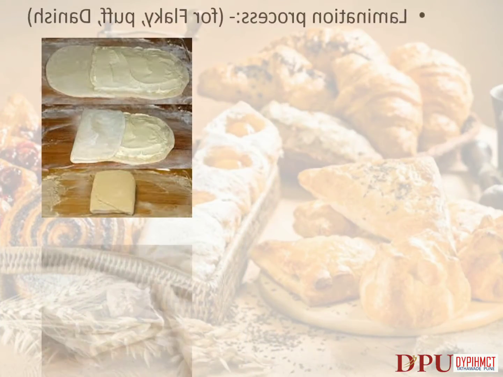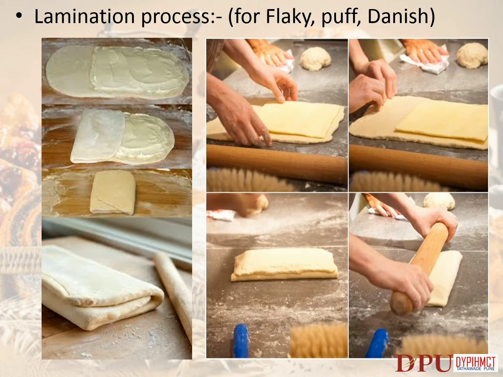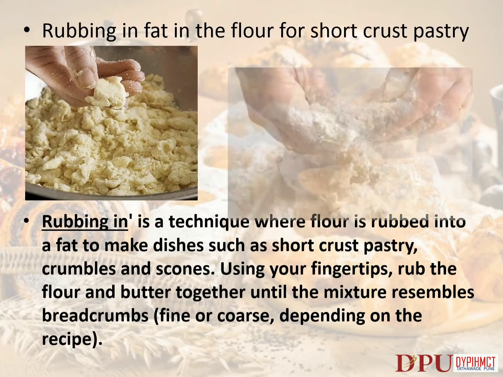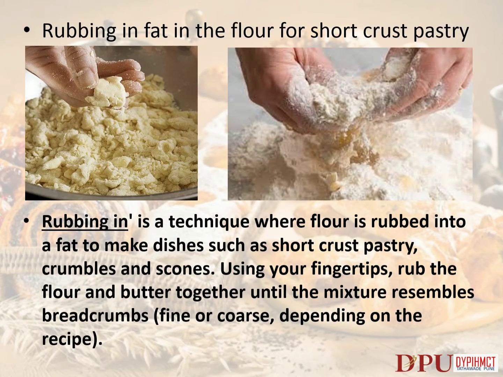Lamination is a process of applying fat, in the French or English method, to the rolled sheet of dough, which is folded and used to make flaky, puff and Danish pastries. Rubbing in fat in the flour for short crust pastry. Rubbing in is a technique where fat is rubbed into the flour to make dishes such as short crust pastry, crumbles and scones. Using your fingertips, rub the flour and butter together until the mixture resembles breadcrumbs, fine or coarse, depending on the recipe.